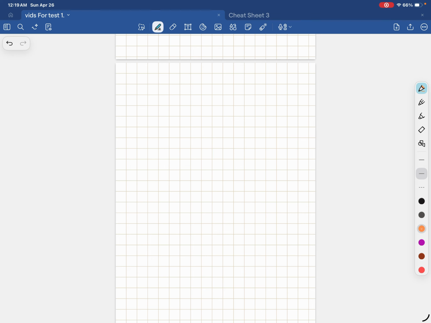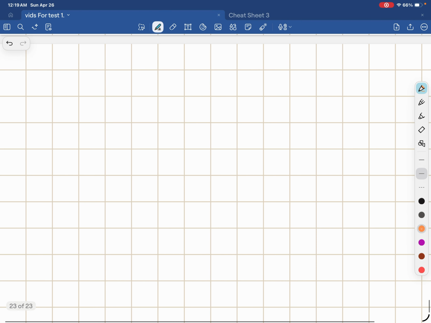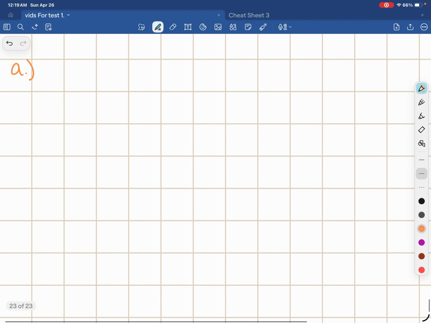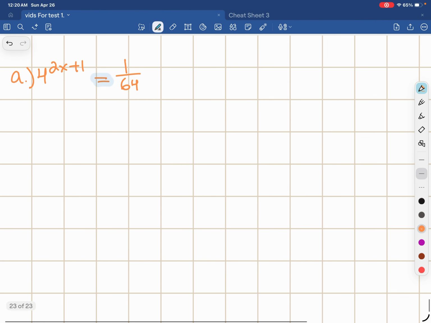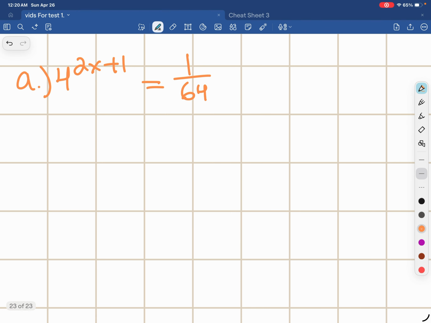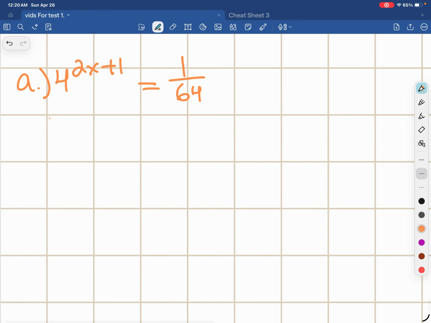So let's start with part A. So A is going to be 4 raised to the 2x plus 1 is equal to 1 over 64. All right, right away, what can we do to get things moving? What I would like to do is, I know 64 is going to be a cube number, and it happens to be 4 as well, so that's exactly what we want.